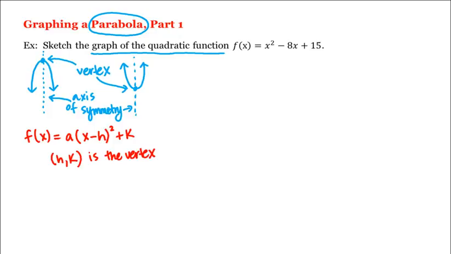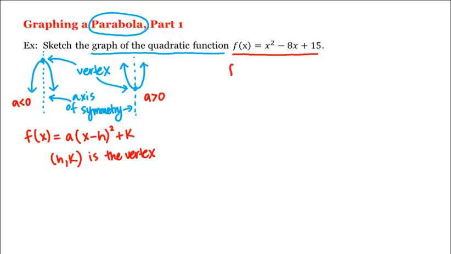And if a is greater than 0, then the parabola will open upward like this second figure here. And if a is less than 0, then the parabola will open downward like the first figure. But how do we get a quadratic function that's in standard form like ours here into vertex form? Well, we complete the square.